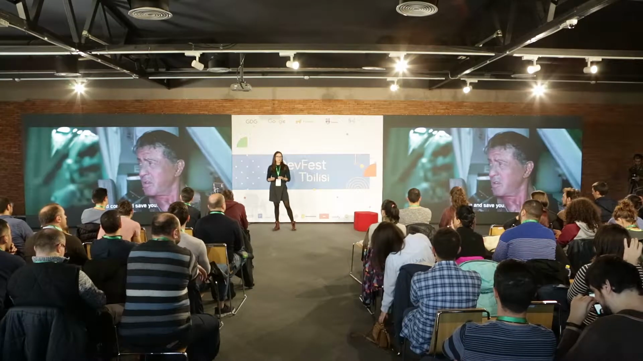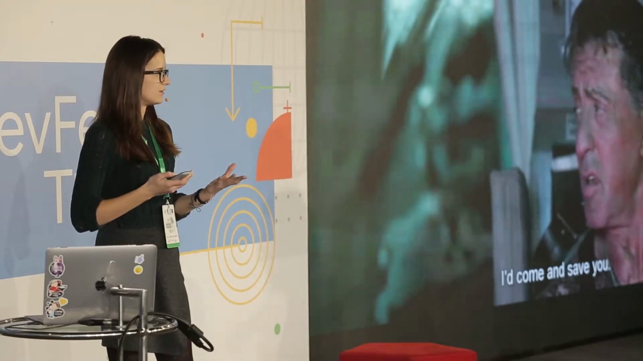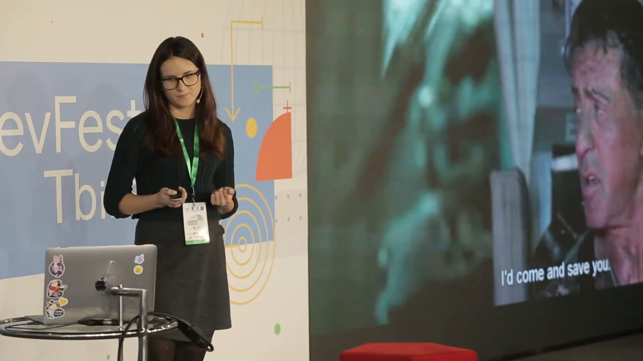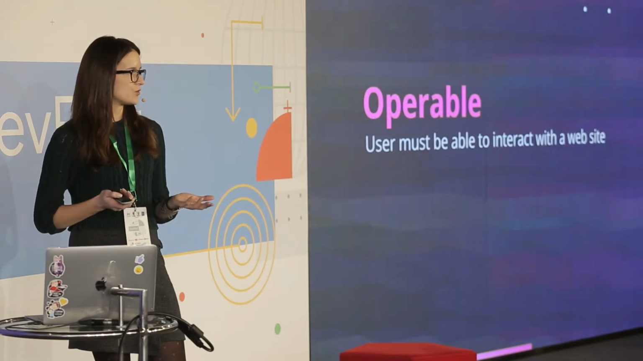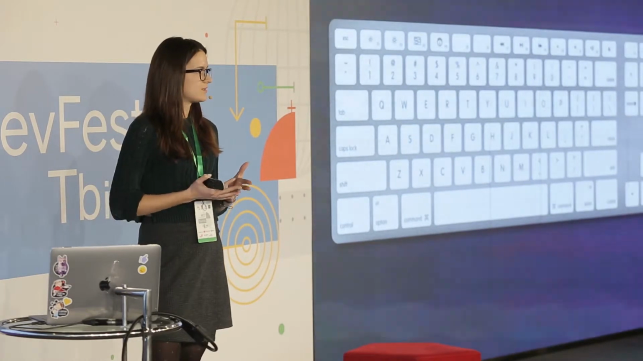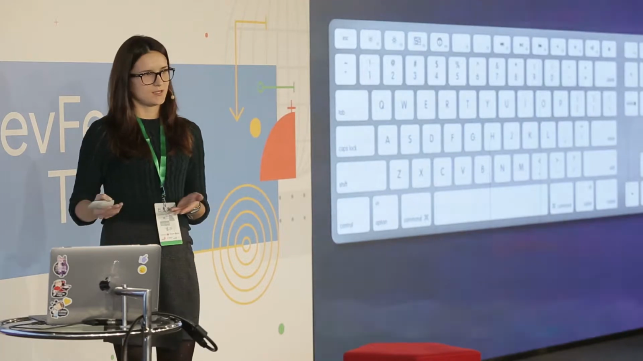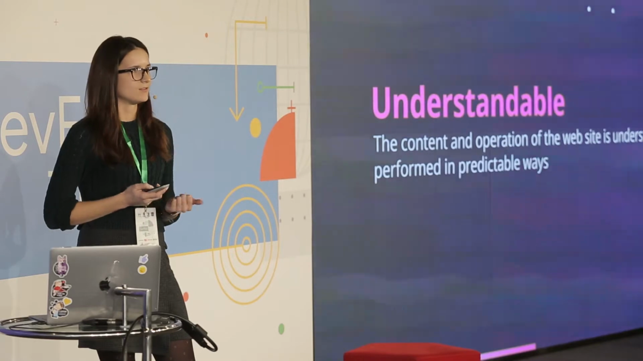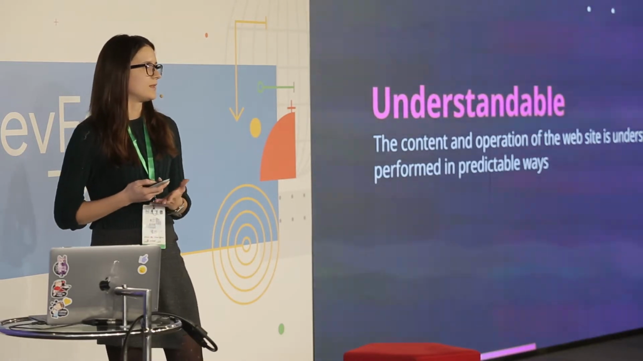For example, if you are hard of hearing or deaf and the website has some video content, you should still be able to perceive the information using captions. Operable: there are users that don't use a mouse or just can't use one, and these users still should be able to perform the same actions using a keyboard. Understandable: the content and actions are understandable for everyone, and all actions are performed in a predictable way.